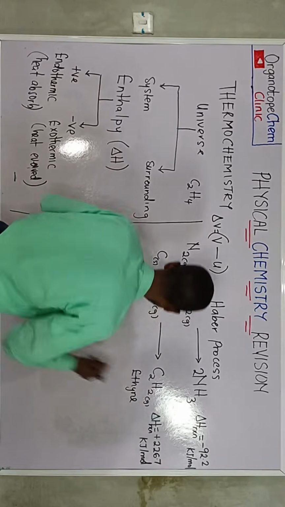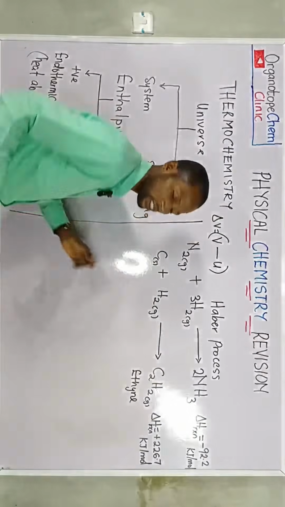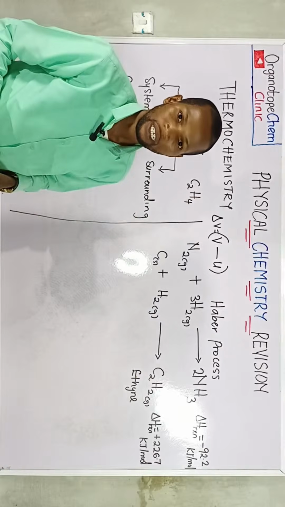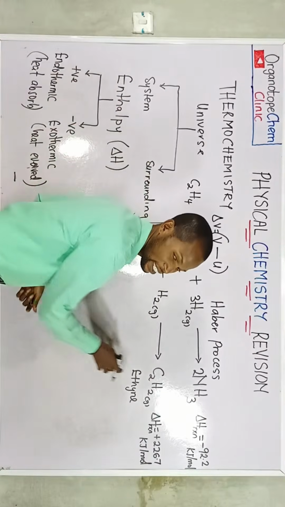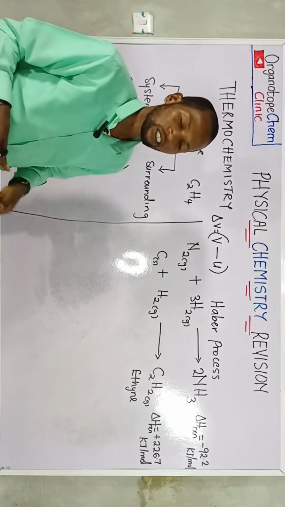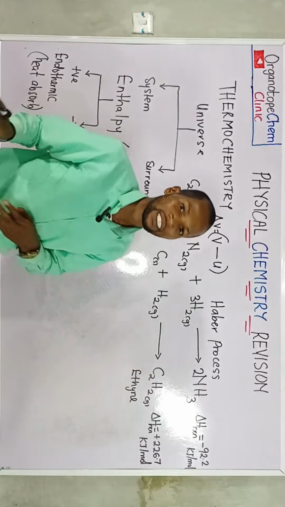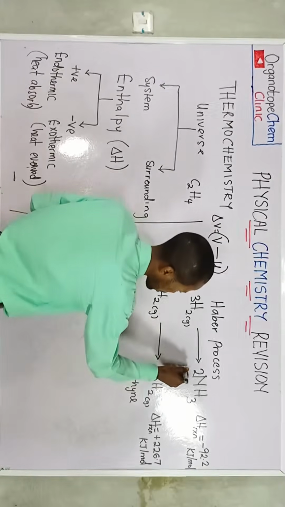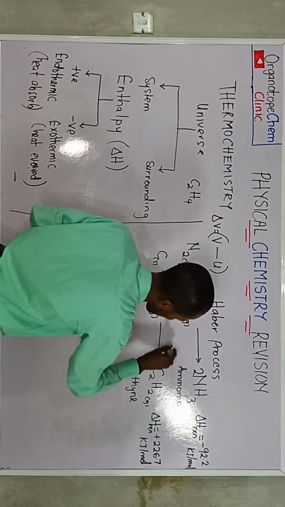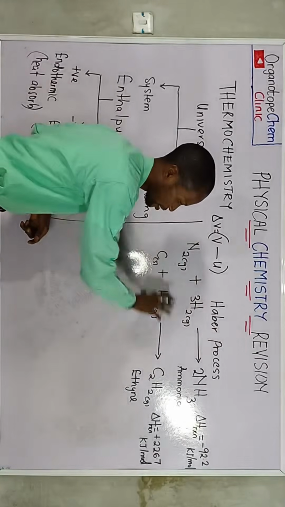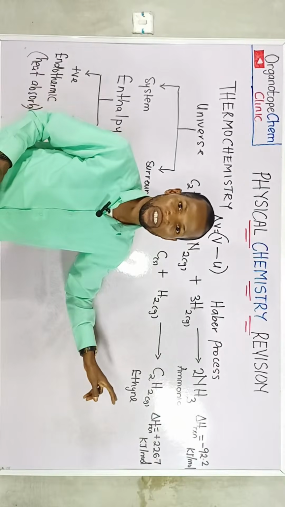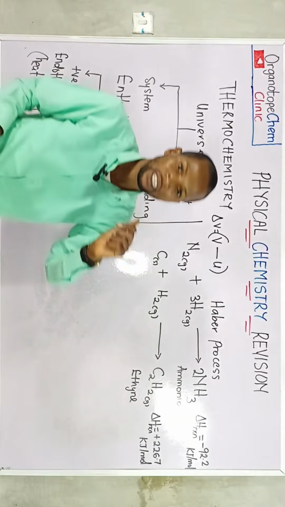So this compound right here is ethyne. So the reaction here is the formation equation for what? Ethyne. Is that taken? So ethyne is not ethylene. Ethyne is acetylene. The trivial name for ethyne is acetylene. Right there we have the Haber process, while this is the formation equation for ethyne, which is the same thing as acetylene.